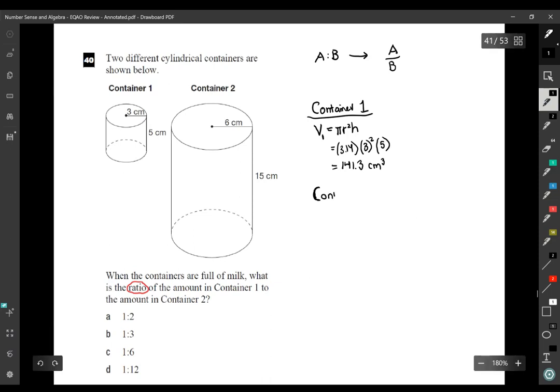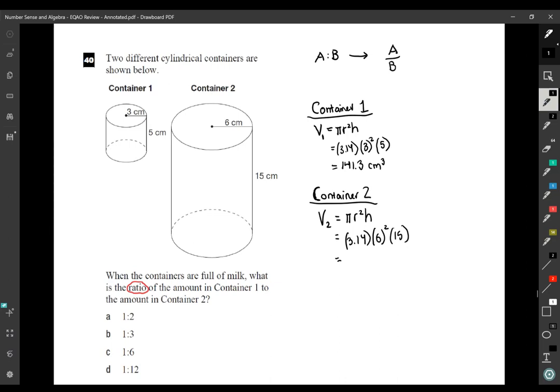Container 2, let's call this volume 2. Again, it's a cylinder, so pi r squared h. We get 3.14 times 6 squared times 3. Okay, so putting that into our calculator, we end up with 1,695.6 centimeters cubed. Okay, good. So we have our 2 volumes.